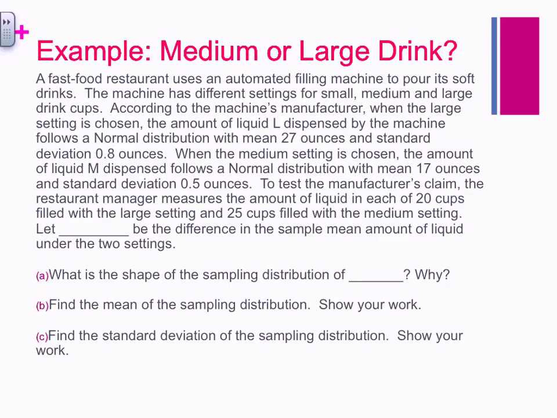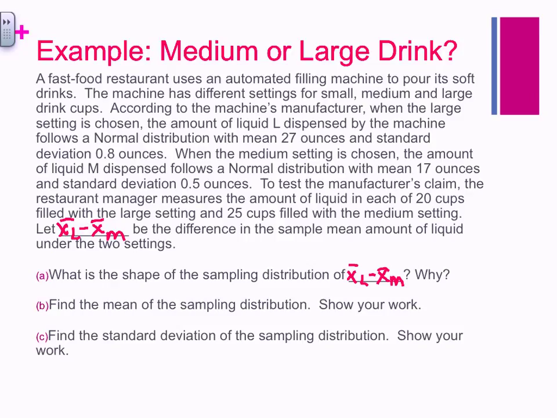To test the manufacturer's claim, the restaurant manager measures the amount of liquid in each of 20 cups filled with the large setting and 25 cups filled with the medium setting. Let the following be the difference in the sample mean amount of liquid under the two settings. What is the shape of the distribution and why? Well, because both distributions are normal, the sampling distribution of the difference between them is also going to be normal.